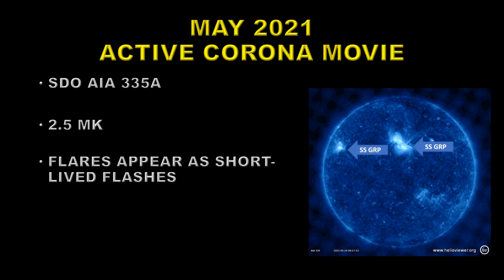Next, we'll go from the quiet corona, or the so-called quiet corona, which when you look at it isn't all that quiet, to what's called the active corona. For that, we'll go to the 335 angstrom channel of AIA. That is a temperature of about 2.5 million degrees Kelvin. Active regions appear very bright, and flares appear as short-lived flashes of bright light.